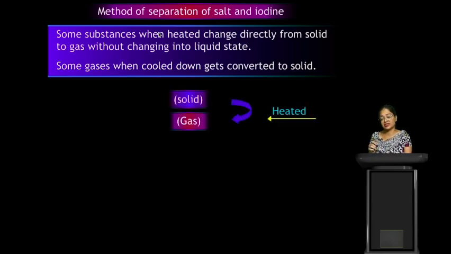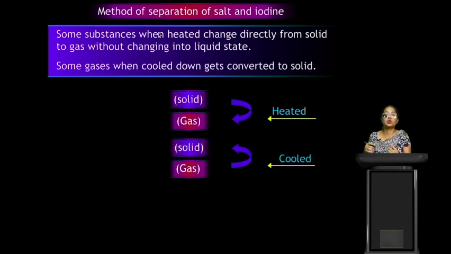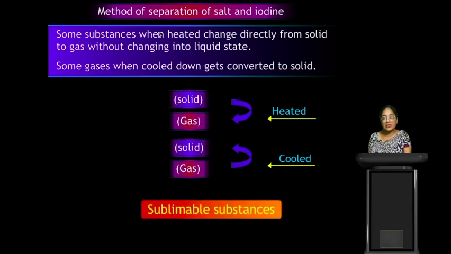Again, like I said, when solid is heated, it directly becomes gas without becoming liquid. And when it is cooled down, it becomes solid without becoming liquid. So the liquid state is not present in these substances. They do not go through liquid states, either from solid to gas or from gas to solid. So what are these substances called? These are called sublimable substances.